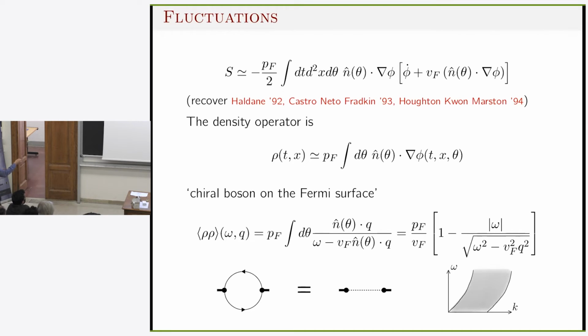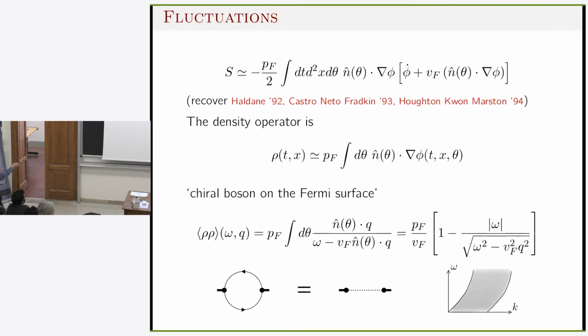You can compute the density operator. Similar to our 1+1d example, it's linear in the boson to leading order. But there's this integral over angles, okay? The total density is, in some sense, you can vaguely think of it as the sum of the densities at every theta.